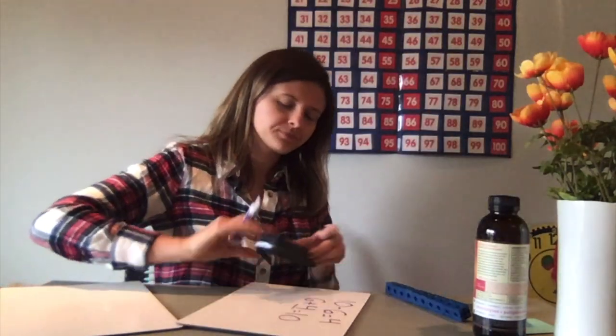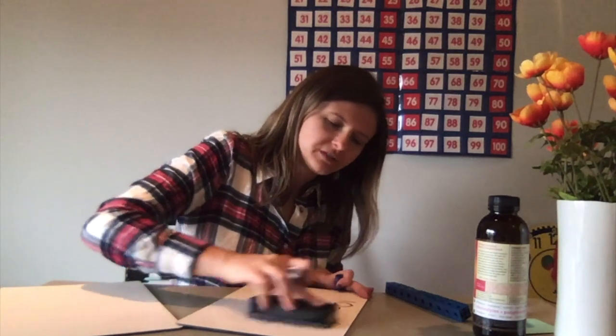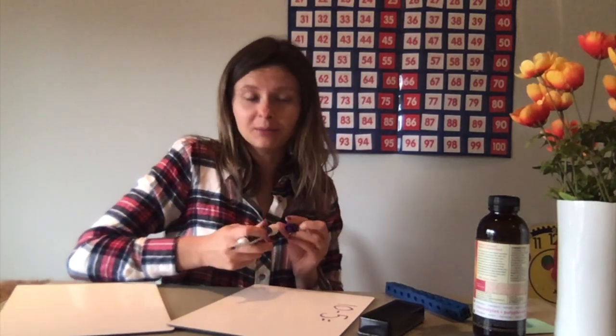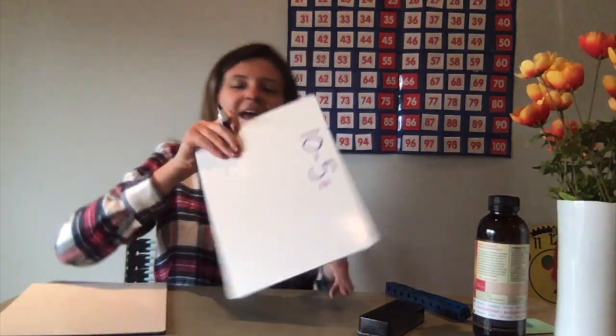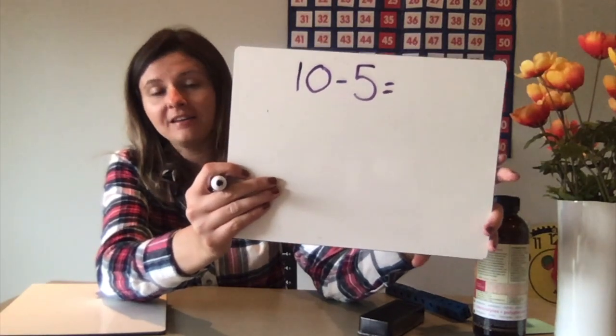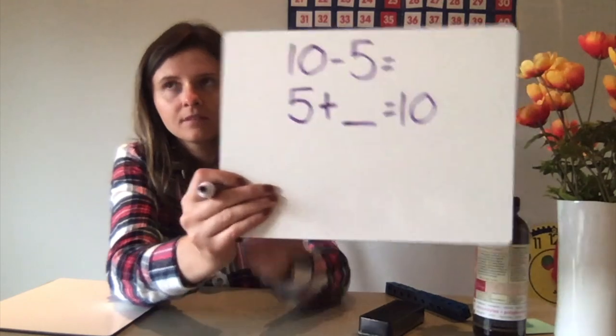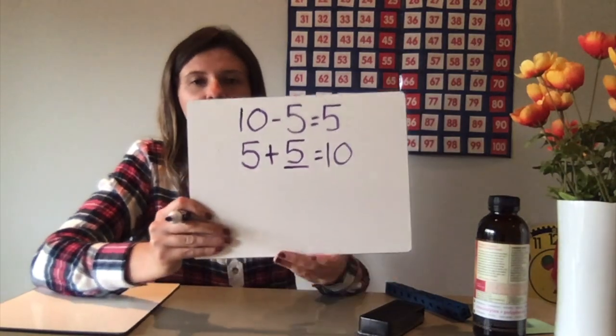Let's try one more. Another combination of 10. This one's also a doubles. I'll give you that hint. 10 take away 5 equals. So to solve this, I can think of 5 plus something equals 10. What do I need to add to 5 to get to 10? I know my doubles facts, and I know that 5 plus 5 equals 10. So 10 take away 5 should equal 5.